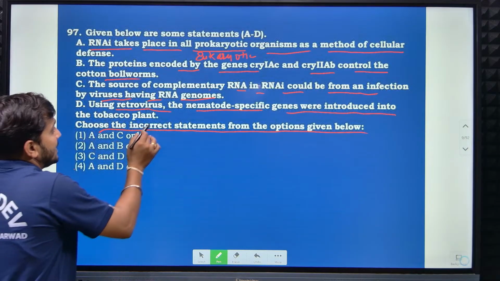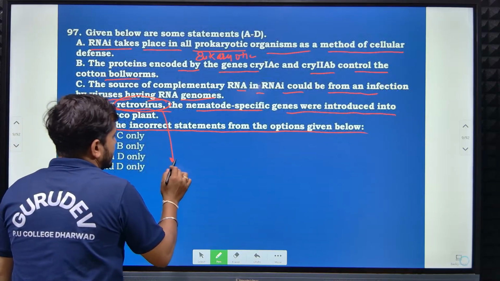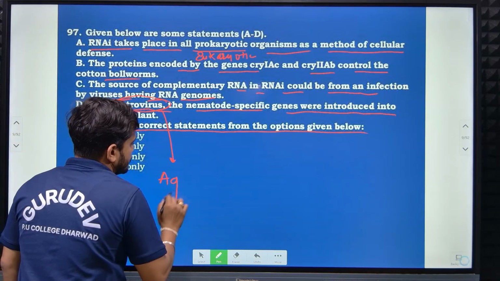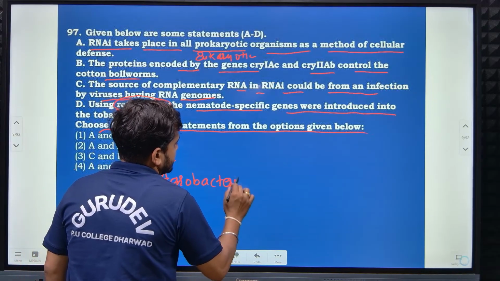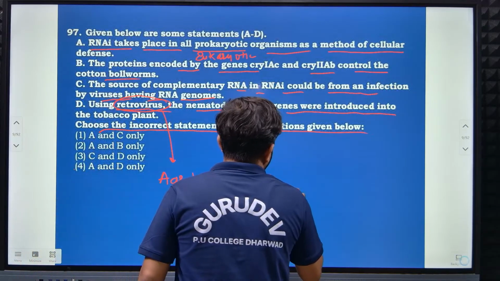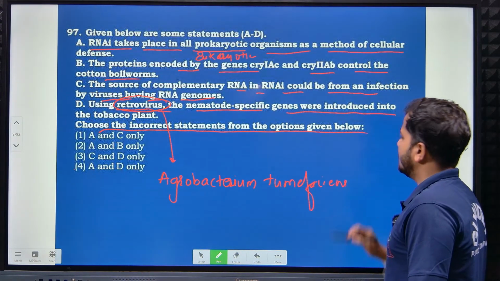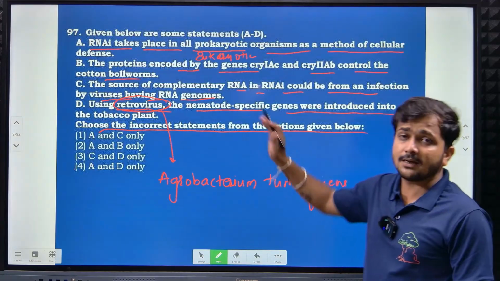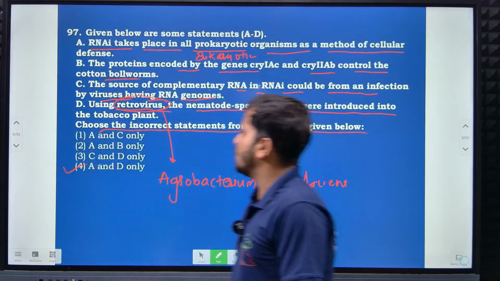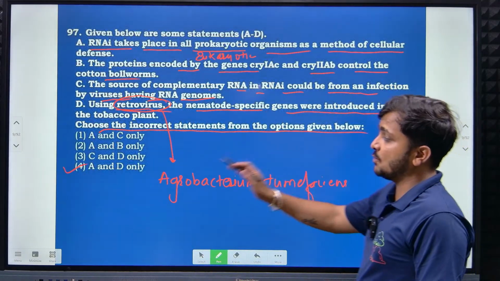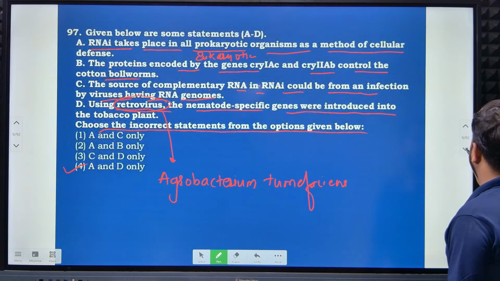So you cannot use a retrovirus for a plant. What we should use here, instead of retrovirus, is Agrobacterium tumefaciens, right? Agrobacterium tumefaciens is particularly the vector for transferring a gene into a plant. So based on that, the answer to this 97th question is option 4, right? That is A and D only, right?